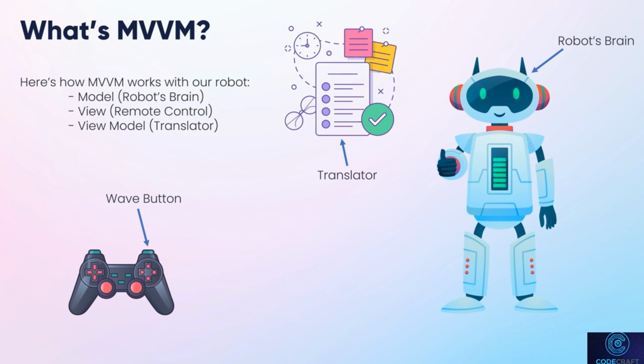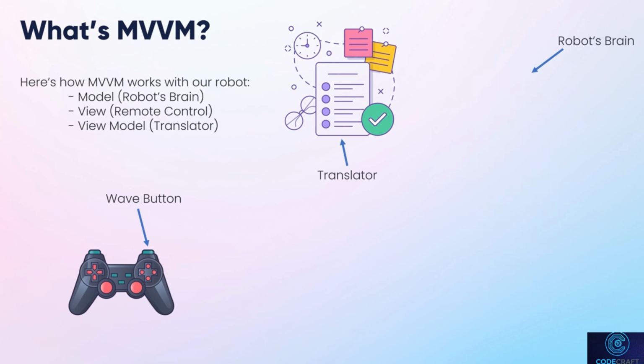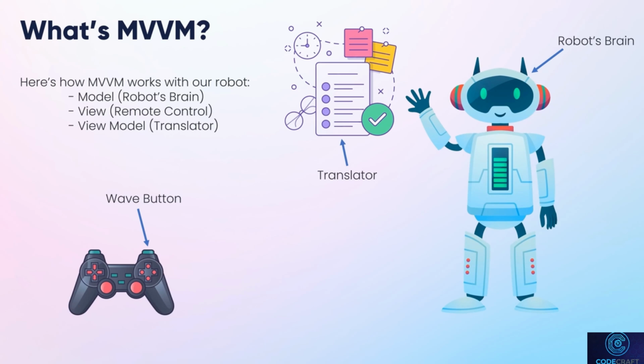Let's see how it works step by step. You press the wave button on the remote control, or the view sends a message to the view model saying, hey, I want the robot to wave. The view model, which is the translator, receives the message and looks at the list of tasks in the model to find out how to make the robot wave. The view model tells the robot's brain, which is the model, to start waving. And the robot's brain starts waving and you see the robot waving on the screen.